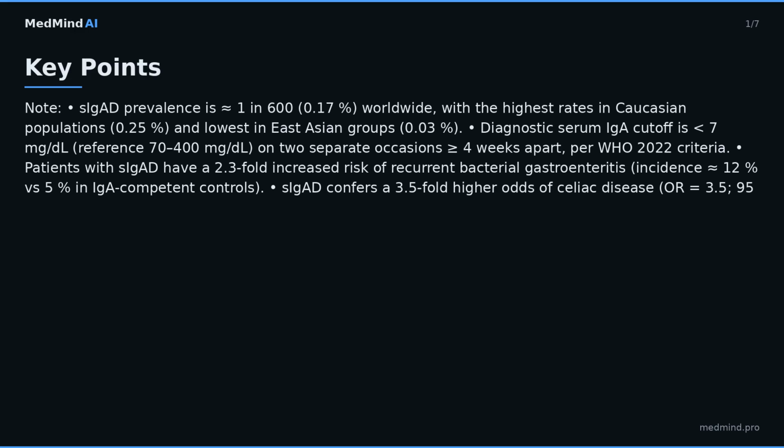Vitamin D greater than or equal to 30 nanograms per milliliter reduces the incidence of autoimmune enteropathy by 22% in sIgAD cohorts, RCT 2022.